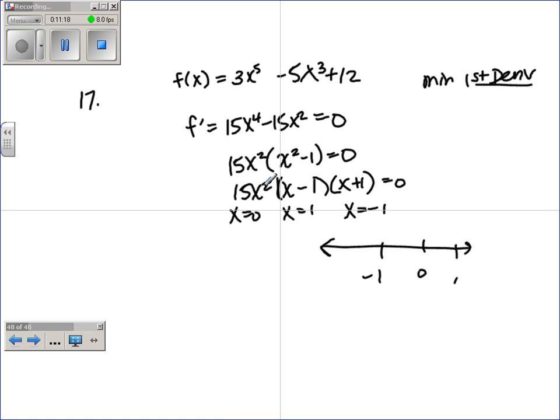Negative 2 would be, this is always positive, so just figure out these two. Negative and negative, so positive, and negative 1/2. Negative, positive, so negative 1/2 would be negative. And positive, so also negative, and then after that, 2 would be positive and positive. Increasing, decreasing, increasing. So relative min at 1 only. So 17 is choice A. Number 18.